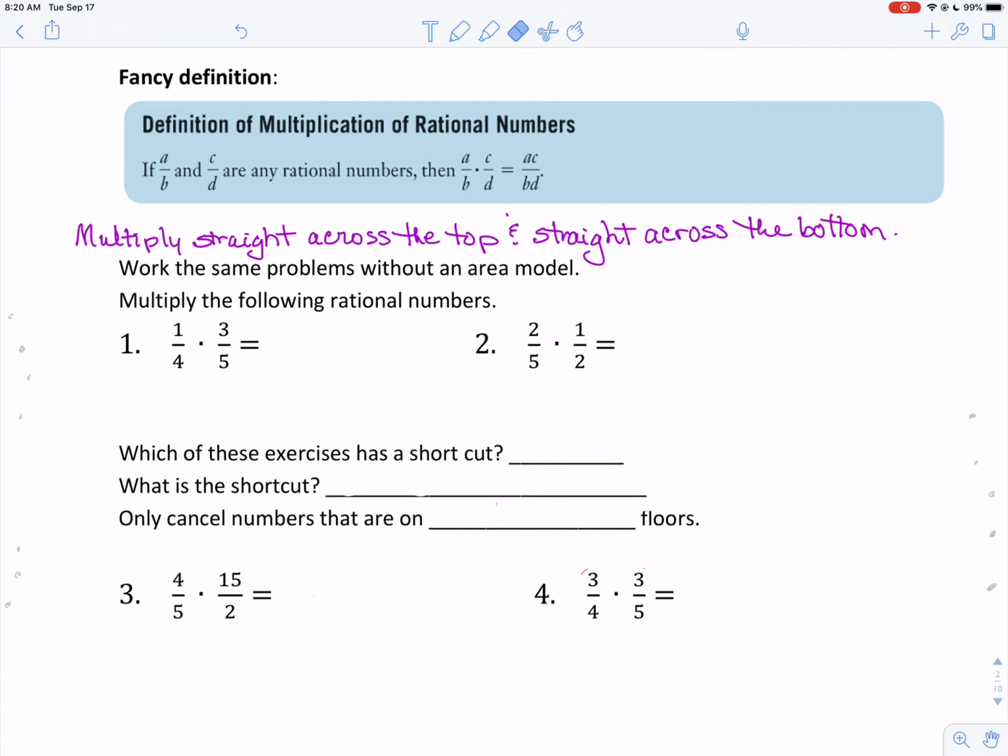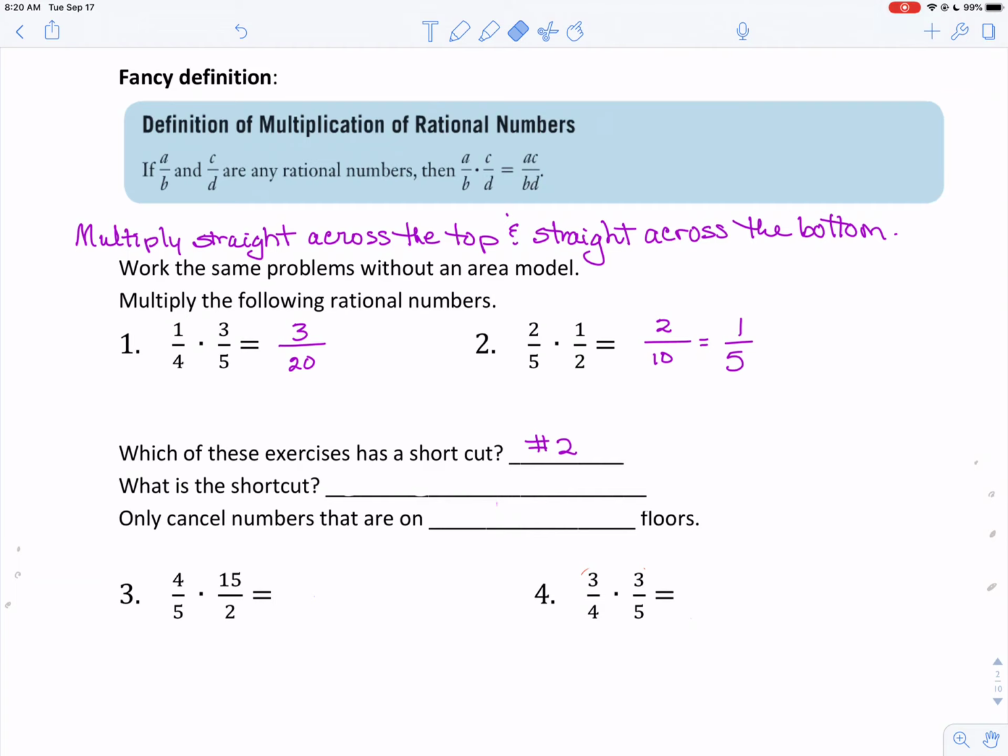So straight across the top, 1 times 3 will give me 3, and 4 times 5 on the bottom will give me 20. So let's look at the second one. Straight across the top, I would get 2, and on the bottom, I would get tenths, which I could then reduce to 1/5. Now, out of those two, 1 and 2, do any of those have a shortcut? Yeah, number 2 has a shortcut.